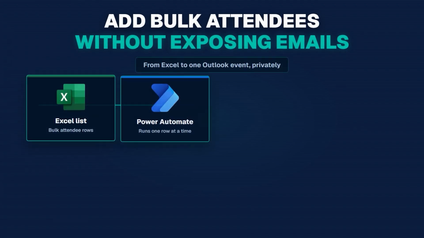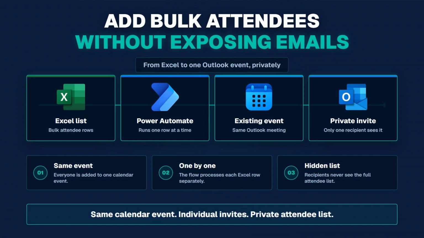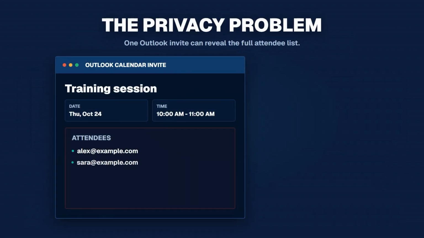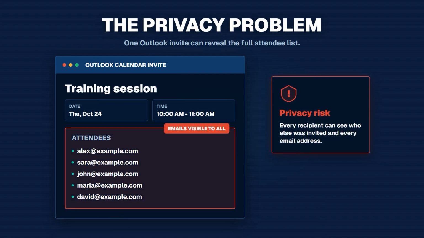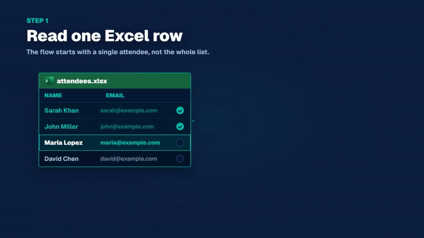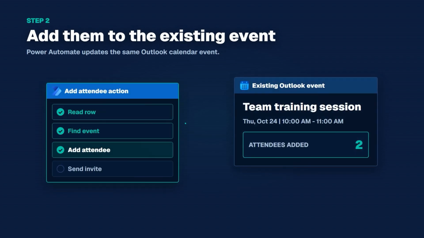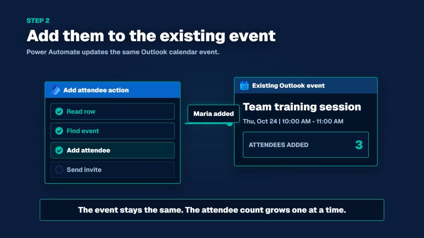In this video, I'll show how to add bulk attendees from Excel to an existing Outlook event without exposing everyone's email addresses. When you invite a large group of people to a single Outlook event at the same time, each person can see the full attendee list and everyone's email addresses. To avoid this, we will use a Power Automate flow to add all attendees from an Excel file to the same event one by one.